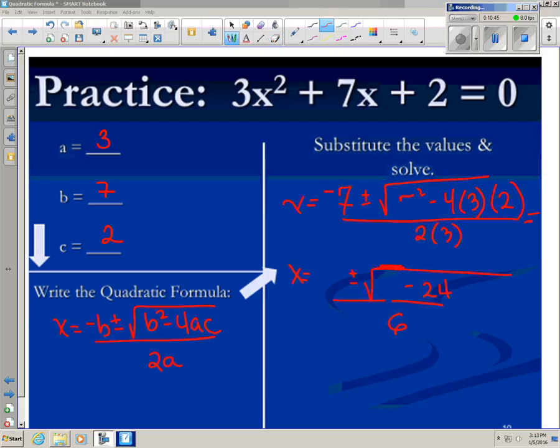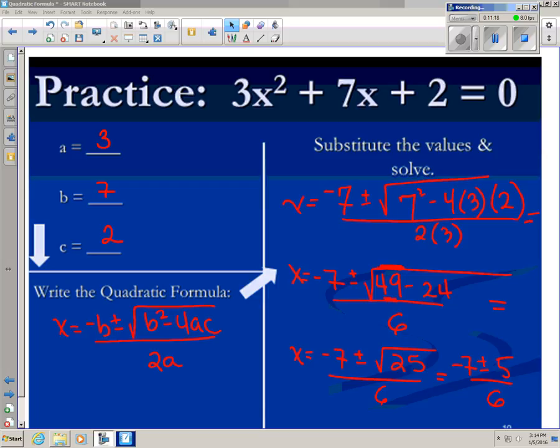And then it's 7 squared over here. So I'm going to end up with 49 down here. It's still negative 7 out here. And if I subtract 24 from 49, I get 25. So x is equal to negative 7 plus or minus the square root of 25, all divided by 6. And then I'm going to get negative 7 plus or minus 5 divided by 6.